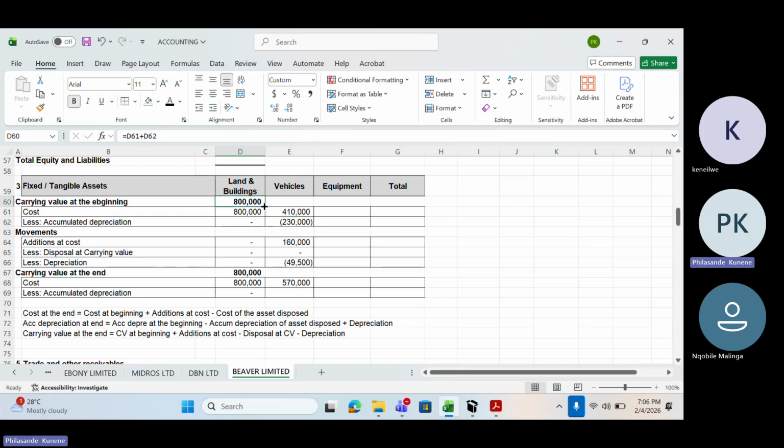Then how much is my carrying value at the beginning? My carrying value at the beginning is going to be 180,000 rands. And then how much would be my accumulated depreciation at the end? How much do we have? Kinelwe, how are we going to get that one?